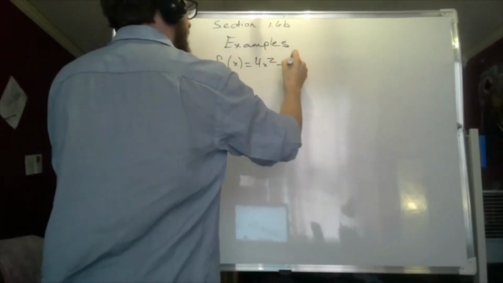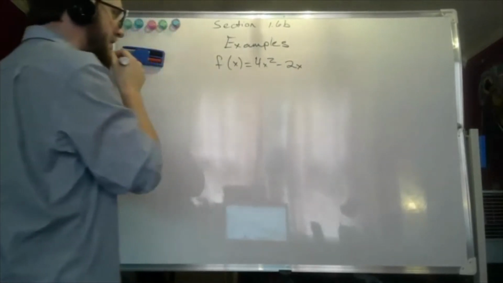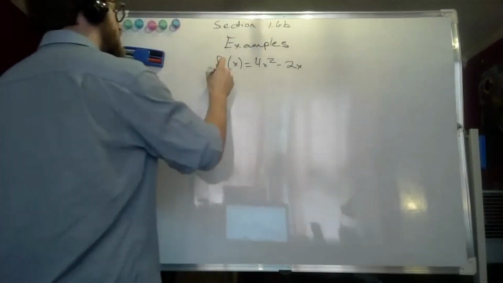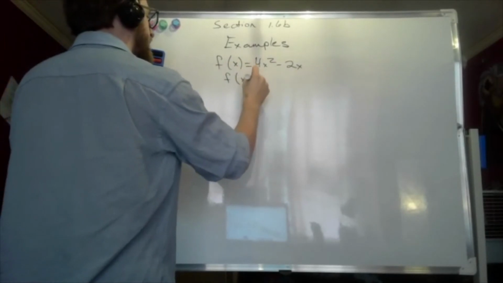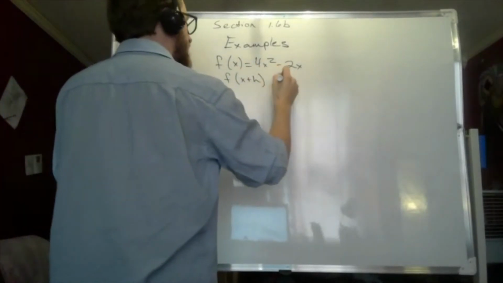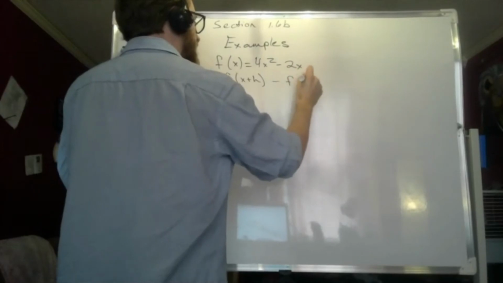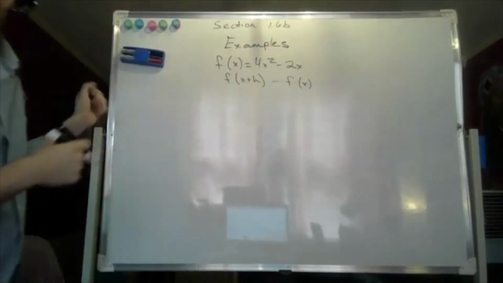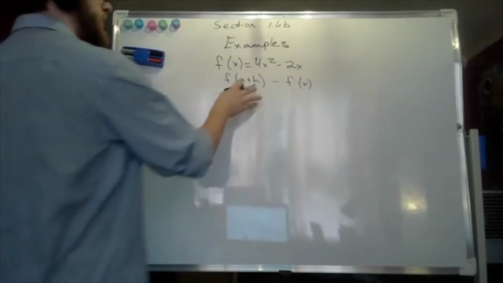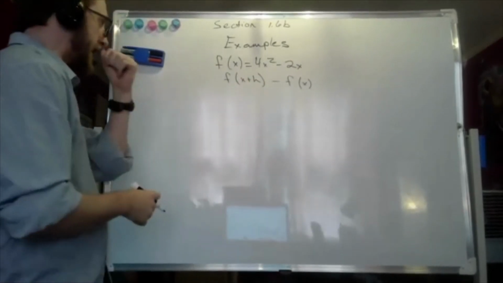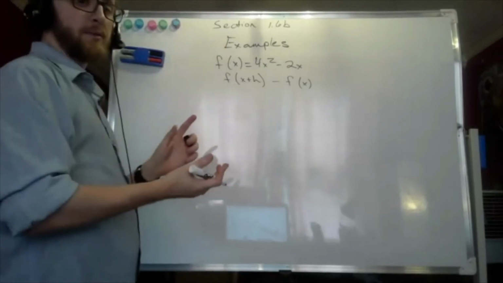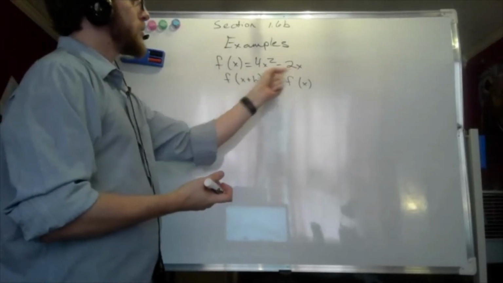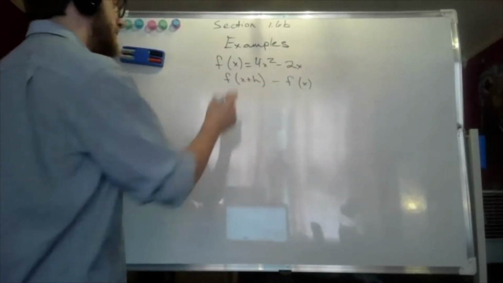4x squared minus 2x. Well, then the question is, we want to find f of x plus h minus f of x. We want to find out what this is. Now, like we saw in our examples for 1.6a, when we see this x plus h business, just wrap it in parentheses and plug it in wherever you see an x up here.